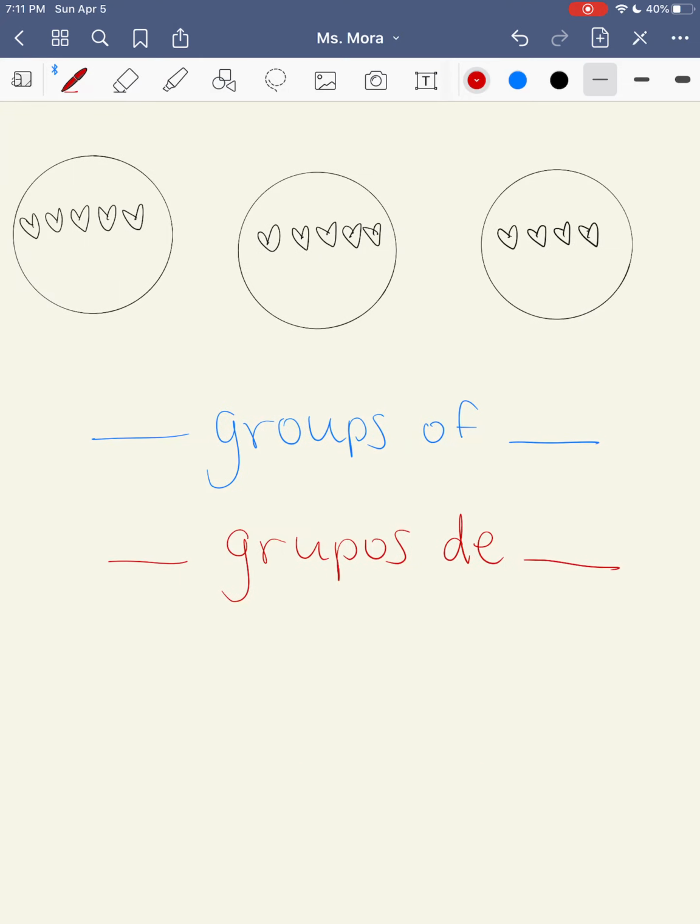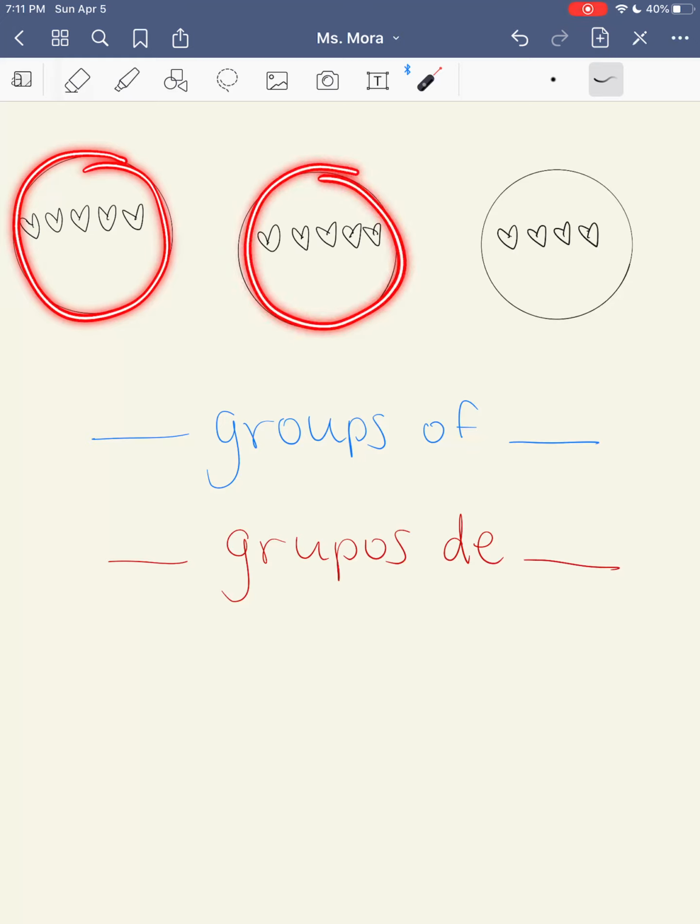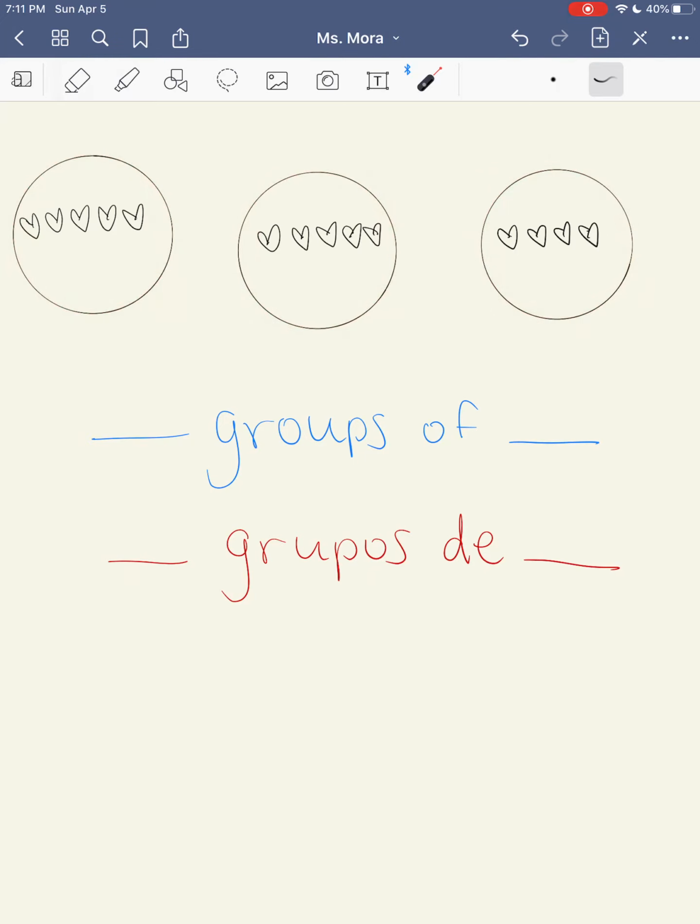Alrighty. So here, let's try to figure out what we have here. So it says blank groups of blank. ¿Cuántos grupos de cuánto? Okay? So, if I want to figure out the number of groups, I just count my big circles. So I have 1, 2, 3. Okay, ese es el número de grupos que tengo. So, I have 3 groups, 3 grupos, and I have groups of, grupos de, that's the stuff on the inside.